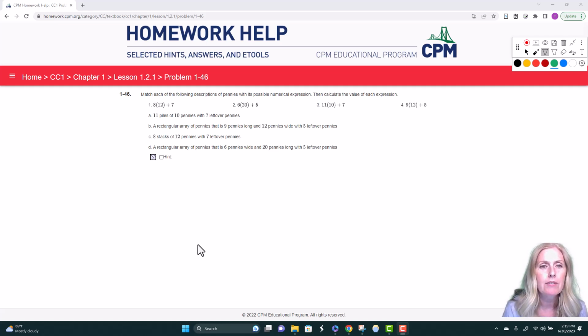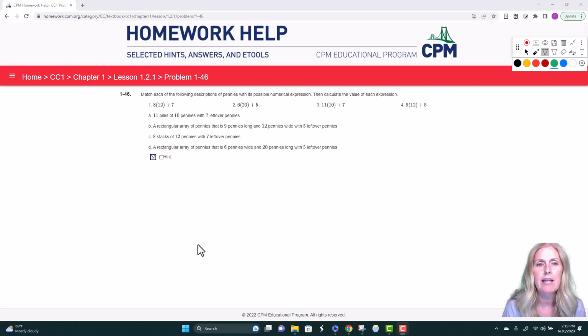So A says 11 piles of 10 pennies with 7 leftover pennies. Even if the way they've written it wouldn't seem that familiar to you, it's a dead giveaway because the three numbers in A are 11, 10, and 7, and you can clearly see that number 3 is using 11, 10, and 7. So now that you know which one goes with which, I want you to see if you can understand why they've written it this way and what that means.